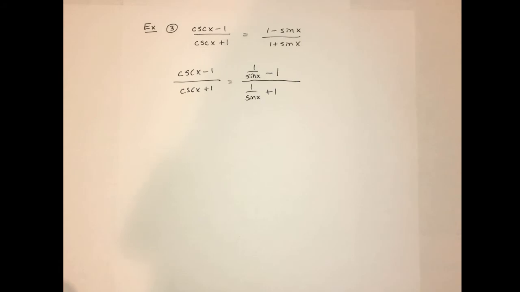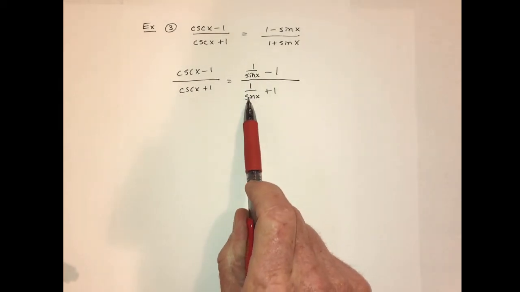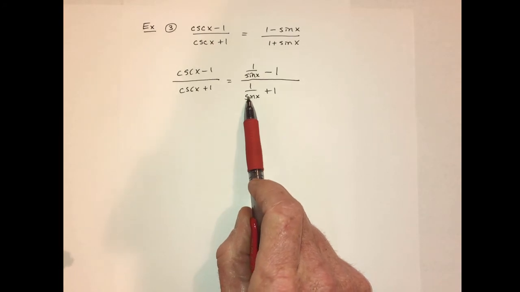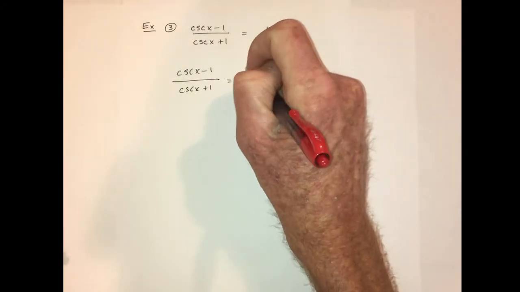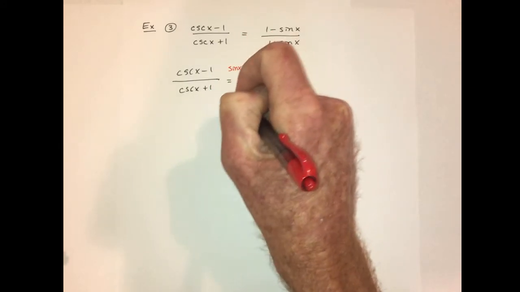And now what? Well, now we have a complex fraction. So these denominators are making a complex fraction. So what I need to do is clear that out. So multiply by the denominator sine of x.